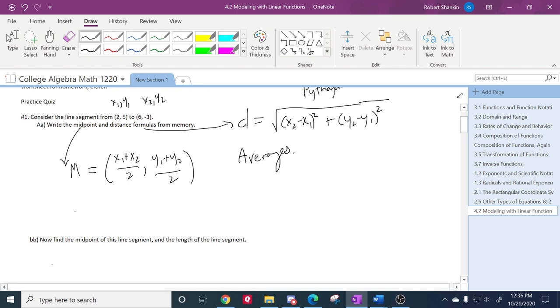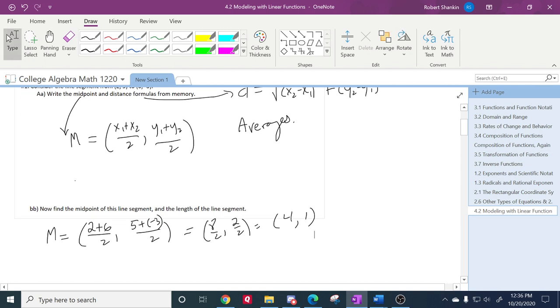Okay, the midpoint. The two x-coordinates are 2 and 6. The two y-coordinates are 5 and -3. So the midpoint is the point (4, 1).